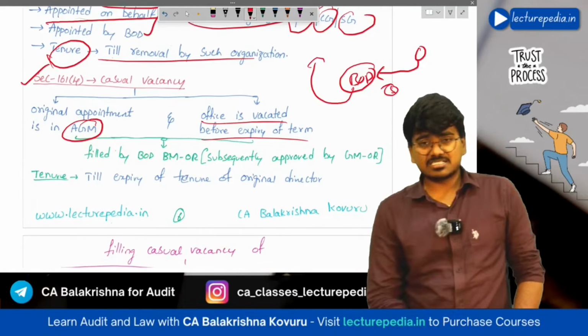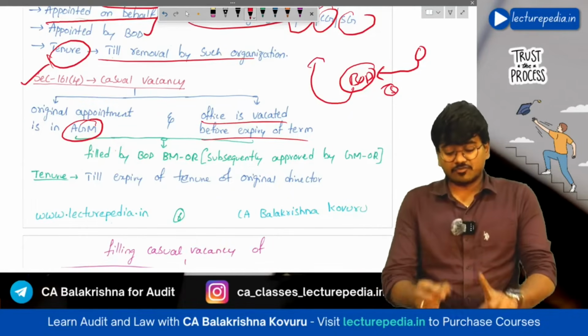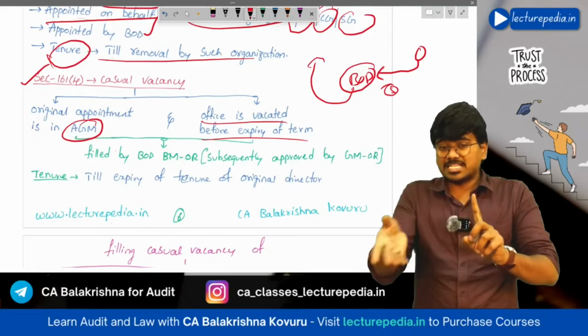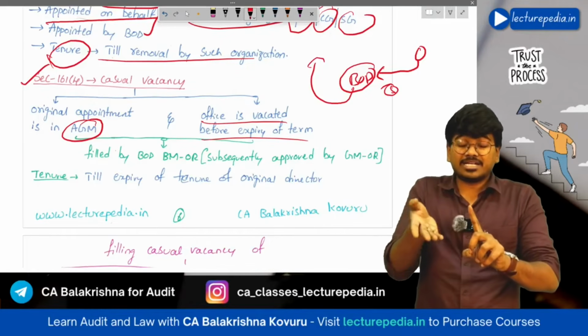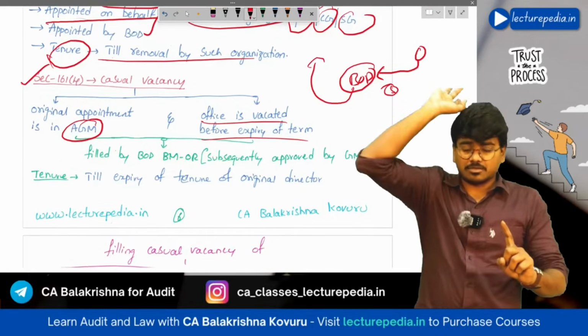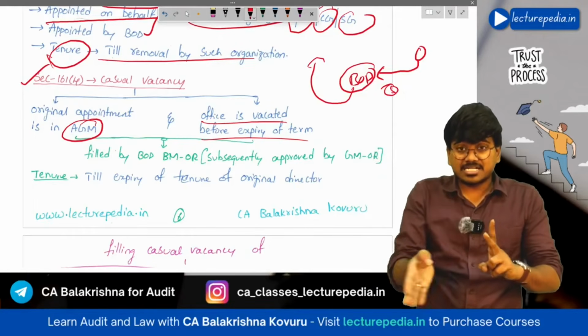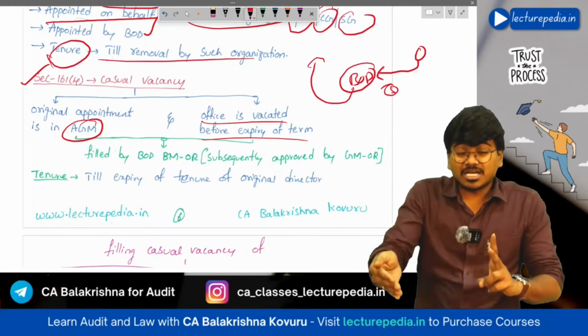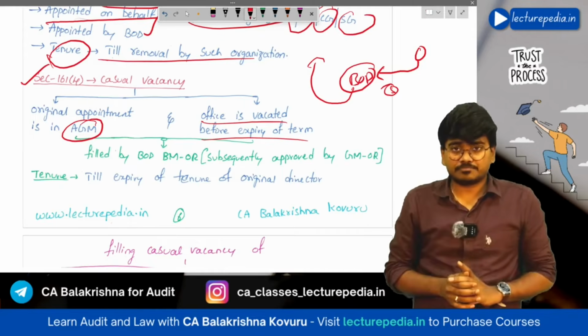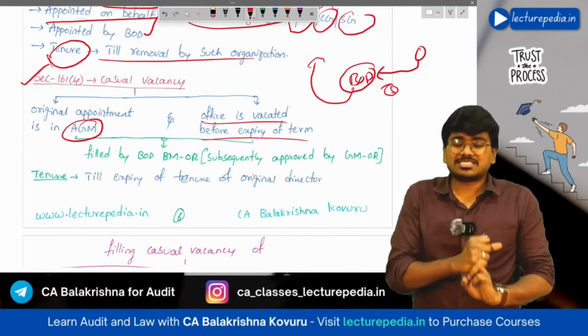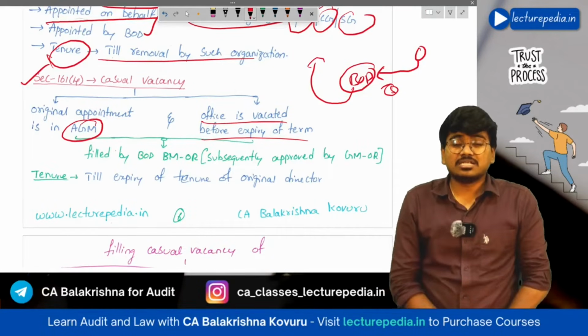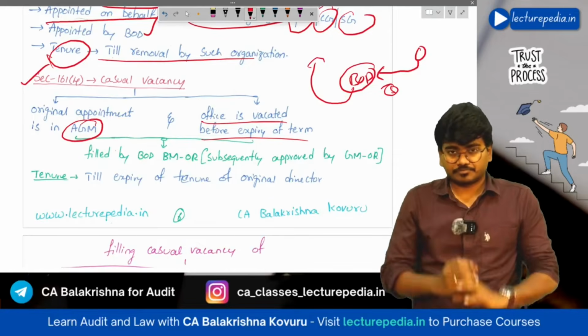So what are the conditions that need to be satisfied? First of all, the director who has vacated should have been appointed in the annual general meeting by the shareholders, and the director has vacated his office before the expiry of his term. If these two are satisfied, then you can call it a casual vacancy.